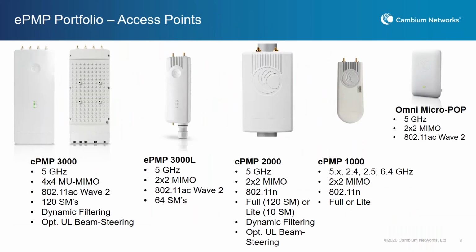The actual portfolio, if you look at access points, we have the ePMP 3000, which I talked about, the 3000L, which is the 2x2 MIMO version of that, does up to 64 subscribers, but is a good solution for mating up with one of these horn antennas, or if you're looking for a smaller capacity where some cost is more important. And then we, of course, continue to support our ePMP 2000 and 1000 platforms in other types of applications along with that MicroPOP.